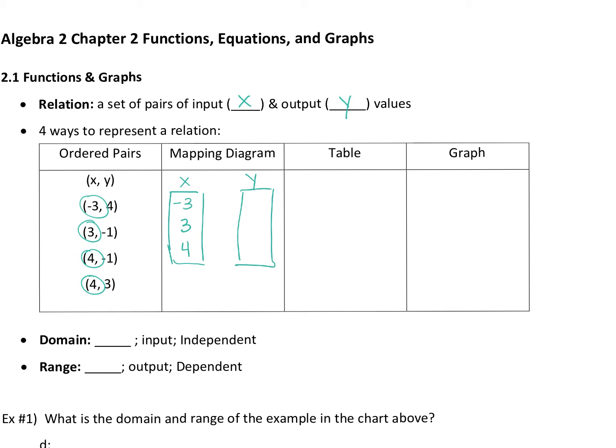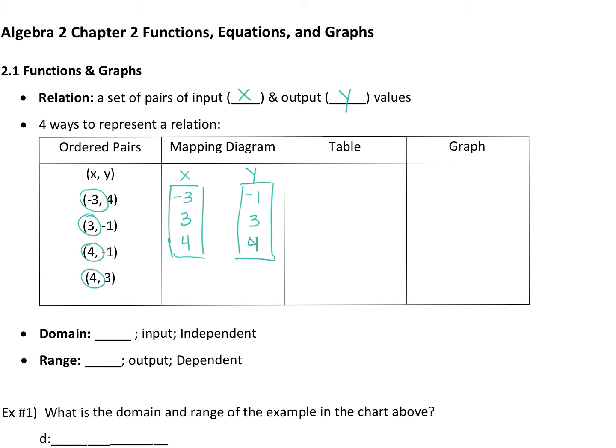Our Y values, we do the same thing. So we have negative 1, 2 of those, but we just write it once, a 3, and a 4. Okay, now the way we do a mapping diagram is we draw arrows. So we're going to connect all of our points. Negative 3, 4 would be negative 3 connected to 4 with an arrow. 3, negative 1, you take the 3 and you go to the negative 1. 4, negative 1, you take the 4 and you go to your negative 1. And then the last one is 4, 3.